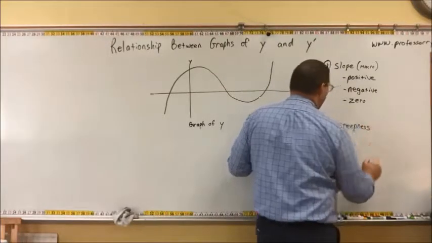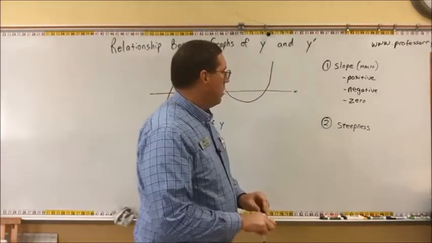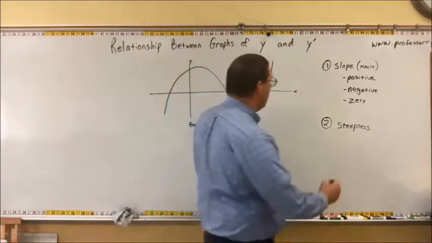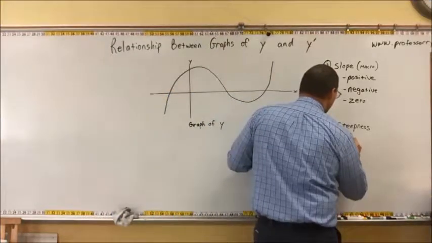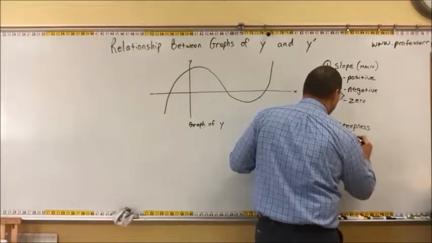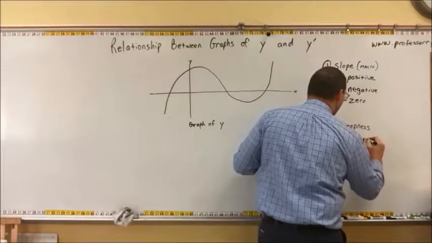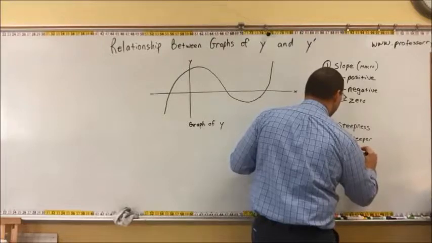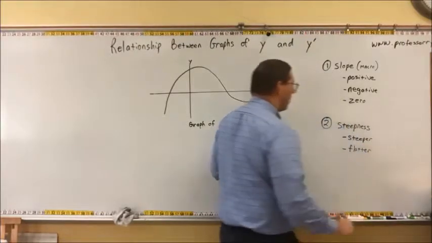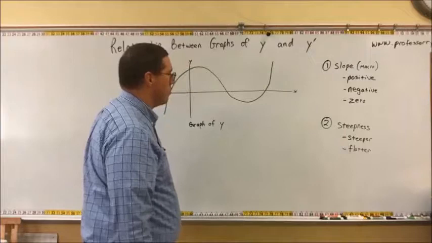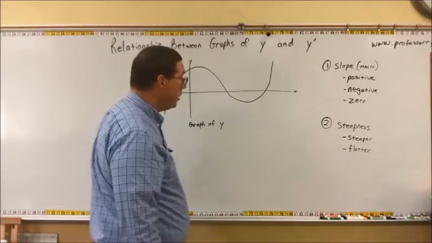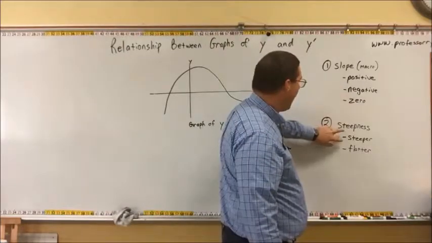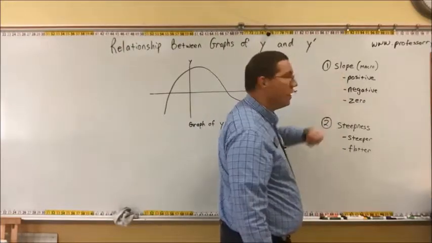Steepness. How steep is the slope? And so steepness, we can say that it is steeper, or we can say that it is flatter. Steeper or flatter. Those are your 2 possibilities. Okay, so we don't have steeper and flatter for a slope of 0, but we can have steeper or flatter for positive and negative slope.